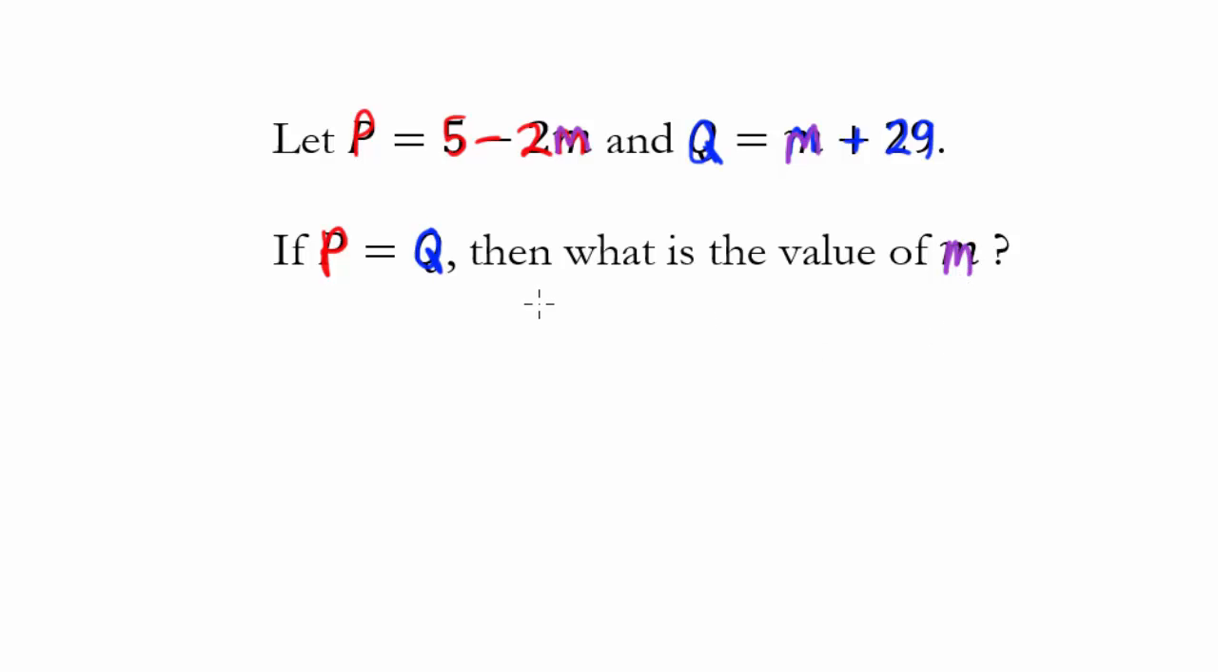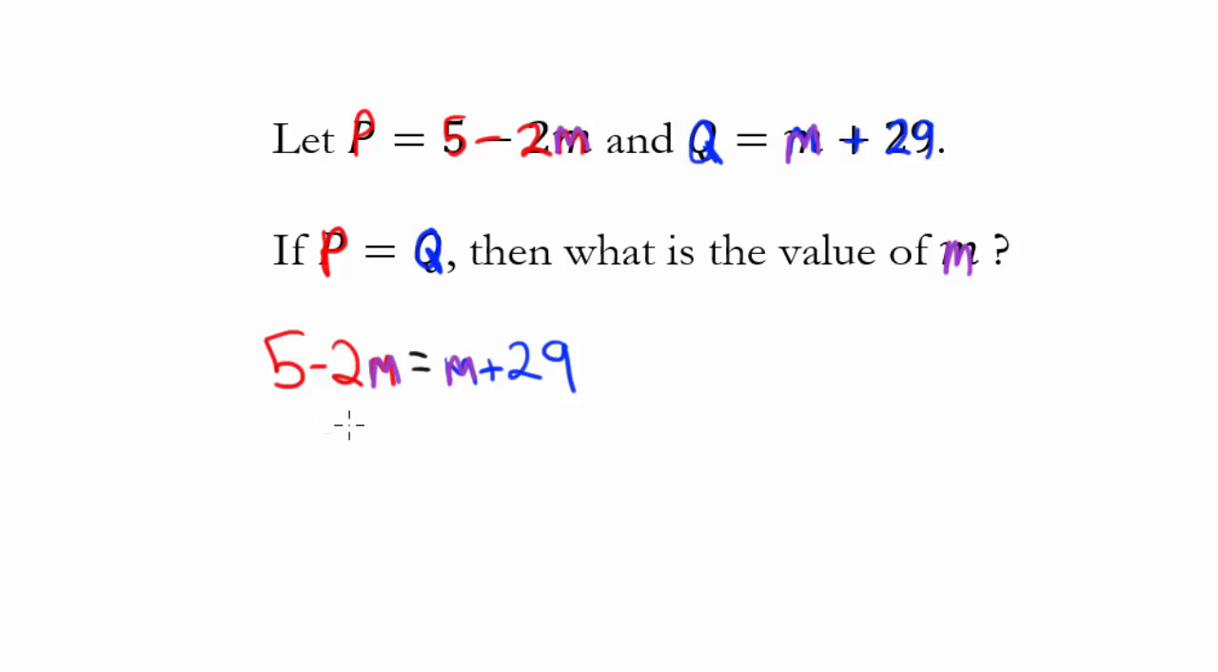We can solve this pretty easily just by setting p equal to q. It's sort of like a transitive property. I know that p is nothing more than 5 minus 2m, so I just substitute that in. And I know that q is nothing more than m plus 29. Then the question is saying solve for m. I can do that pretty easily. This is just another couple-step equation.